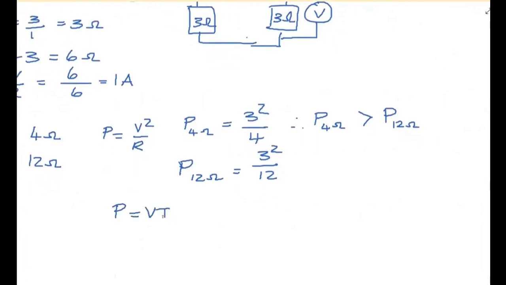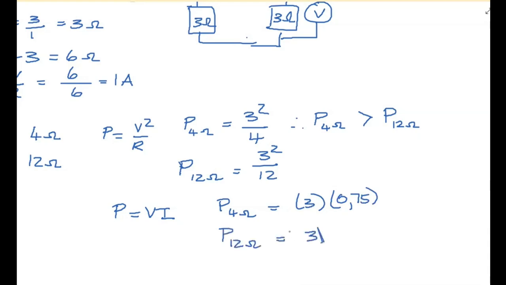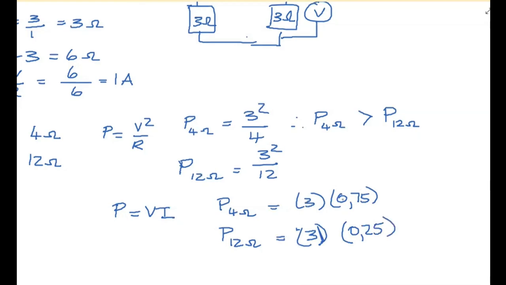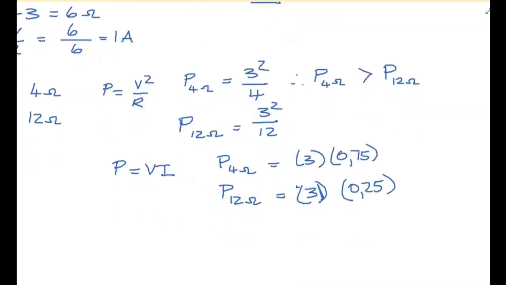I want to use P as VI. But then you're going to have to realize for the 4 ohm, you knew the V was 3, you knew the I was 0.75. And if I look at the 12 ohm, the V is 3, but you would have had to work out the I. So remember, the current through the 12 ohm would have been the 1, which was my total current, minus 0.75. And that's where I got the 0.25.